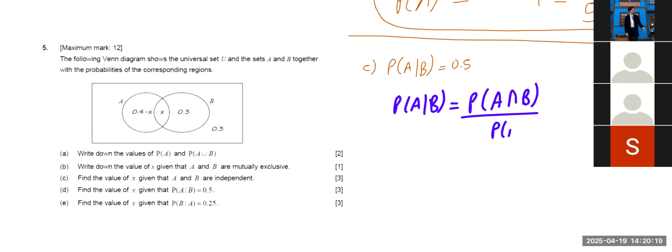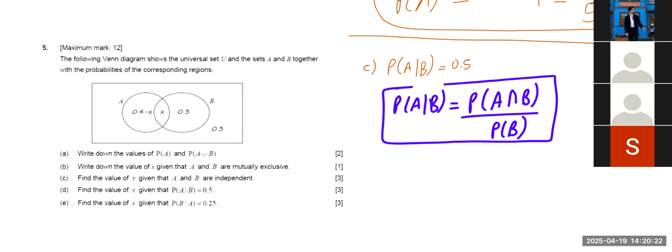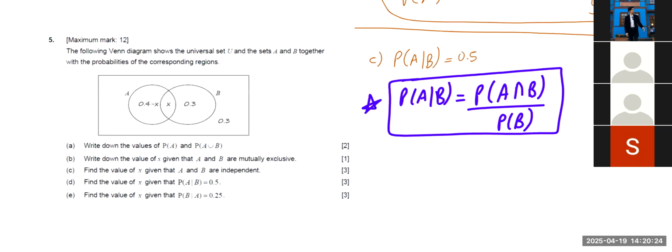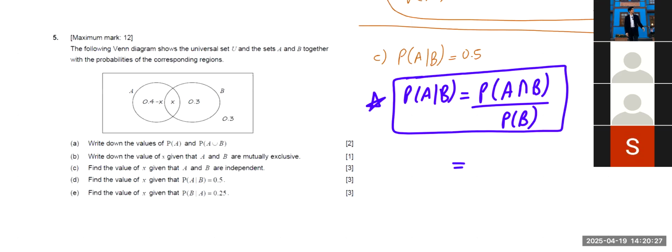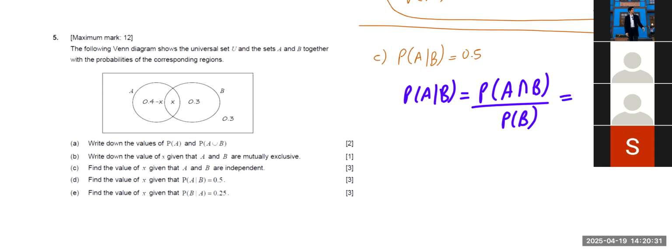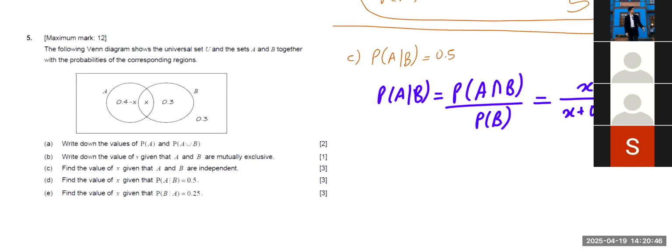Okay, that's the formula for conditional probability. Again, this is always going to apply. So, can you guys tell me what is the probability of A intersection B? According to the diagram, X. What is the probability of B according to the diagram? X plus 0.3. Exactly. Now, I want this probability of A given B to be equal to 0.5. So I will set it equal to 0.5 and I just have to solve this for x now.